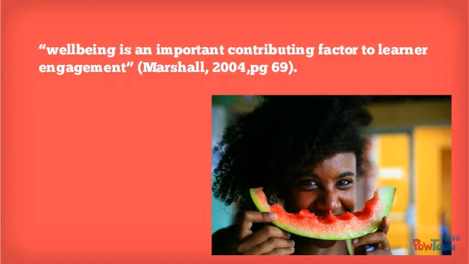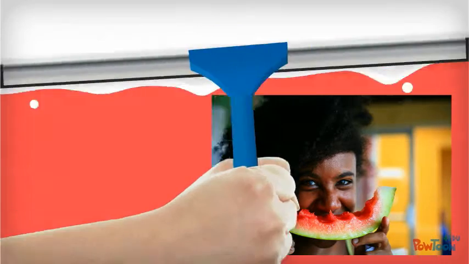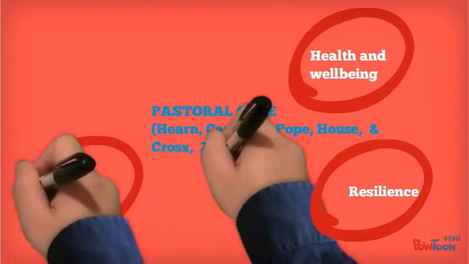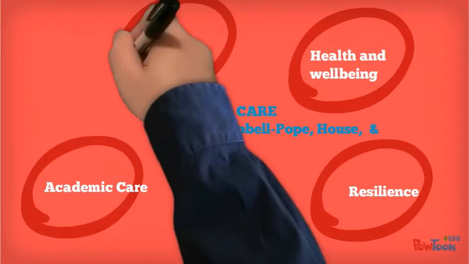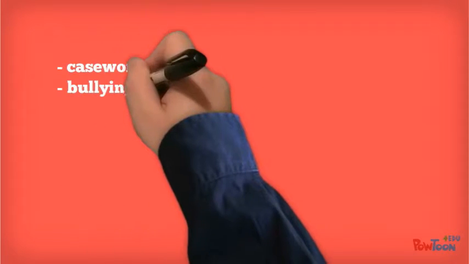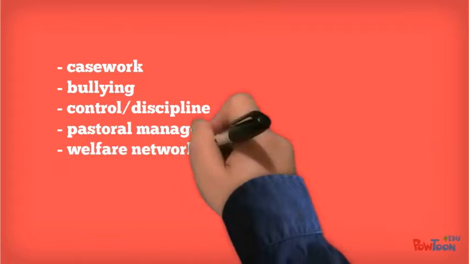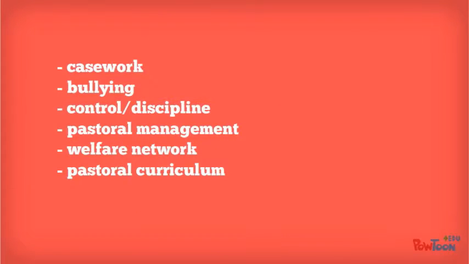According to Marshall, wellbeing is an important contributing factor to learner engagement and integral to learning. In research conducted on pastoral care programs in Australia, pastoral care aims to promote health and wellbeing, resilience, academic care and social capital. Pastoral care crosses into many areas, including casework, bullying, control discipline, pastoral management, welfare network and pastoral curriculum. This assessment is particularly focused on the last area of pastoral curriculum and its link to effective pedagogical practices.